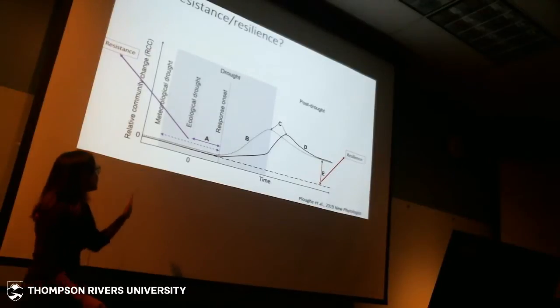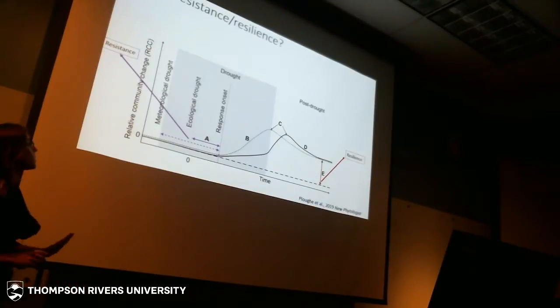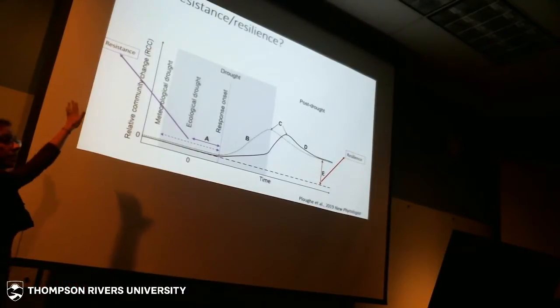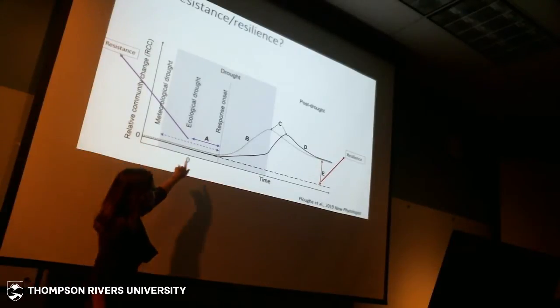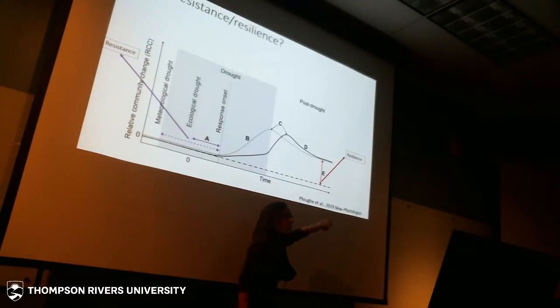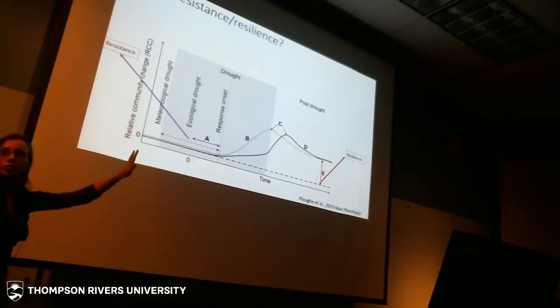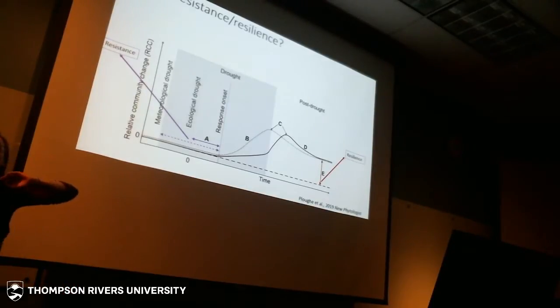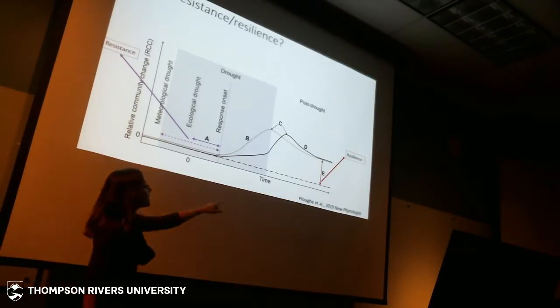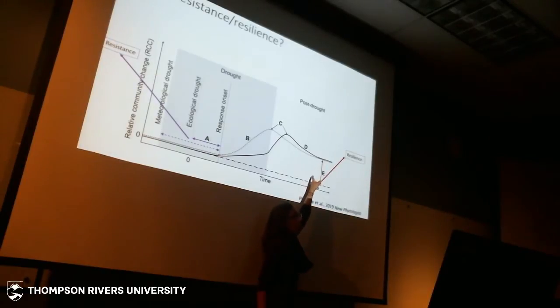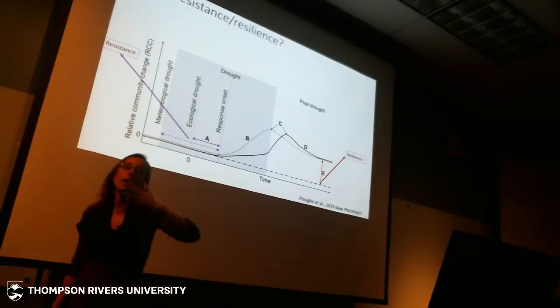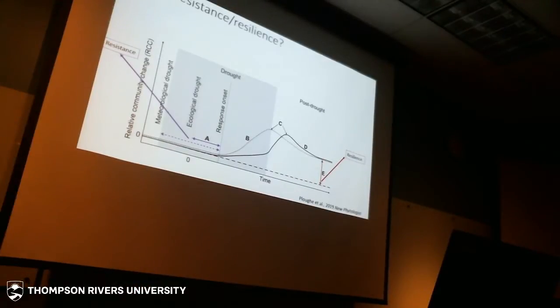If I give the extreme examples, a system would be completely resistant if it followed this line the entire time and didn't change at all. It was resistant to that change. If the system was completely resilient, what we would see is that instead of being changed, it would have gone back down to that original community structure in the first place. So just to give you an idea of what I mean by resistance and resilience.